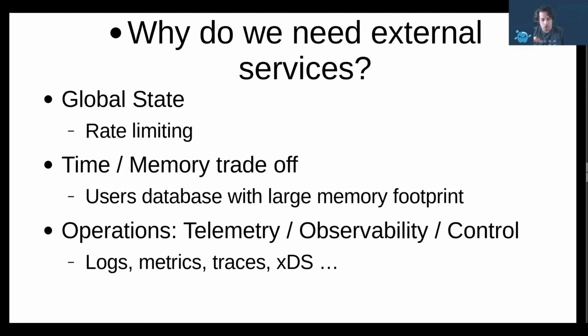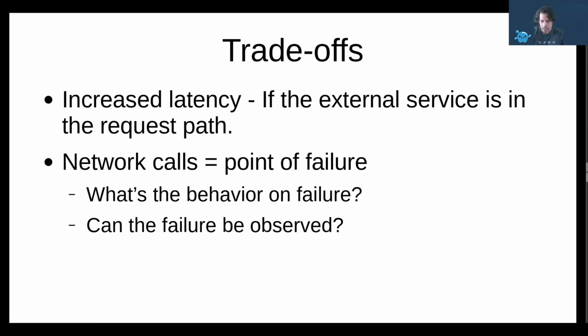So these are examples of why you want it in the request path. There's also examples why you want external services outside the request path. Telemetry, control, observability. You want logs, metrics, traces. XDS is kind of an external configuration service that's used to control Envoy. All right, so far, if there's any questions, feel free to type them in.